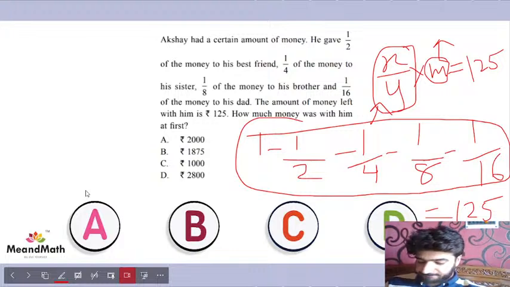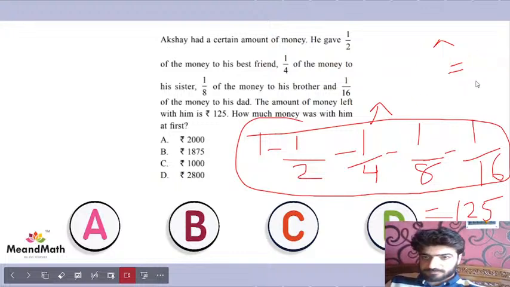Viraj also says A. Just tell me what this fraction was. This 1 minus 1 by 2 minus 1 by 4 minus 1 by 8 minus 1 by 16. Ritika, can you? Kriti, can you? Banishka, can you? Janisha, can you? Ayushi says A also. Divyanshi says A. Ritika says A. Everybody is saying A.